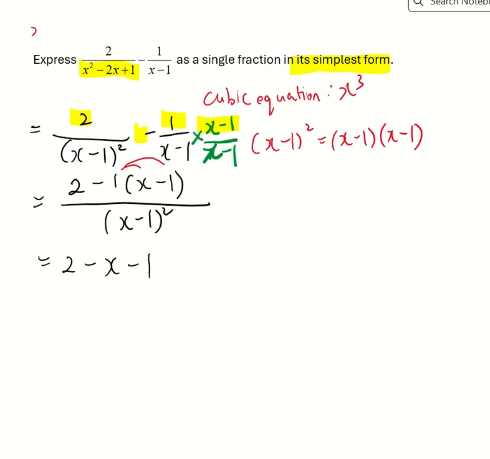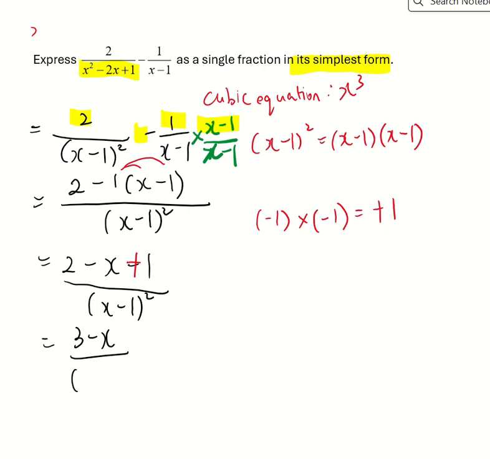Why? Because for the negative of this whole bracket, we deal with a negative 1 multiplied by a negative 1, and we get a positive 1. So this one has to be plus 1, and then we have (x minus 1) squared. Simplify it, we get (3 minus x) over (x minus 1) squared, and we got the answer.